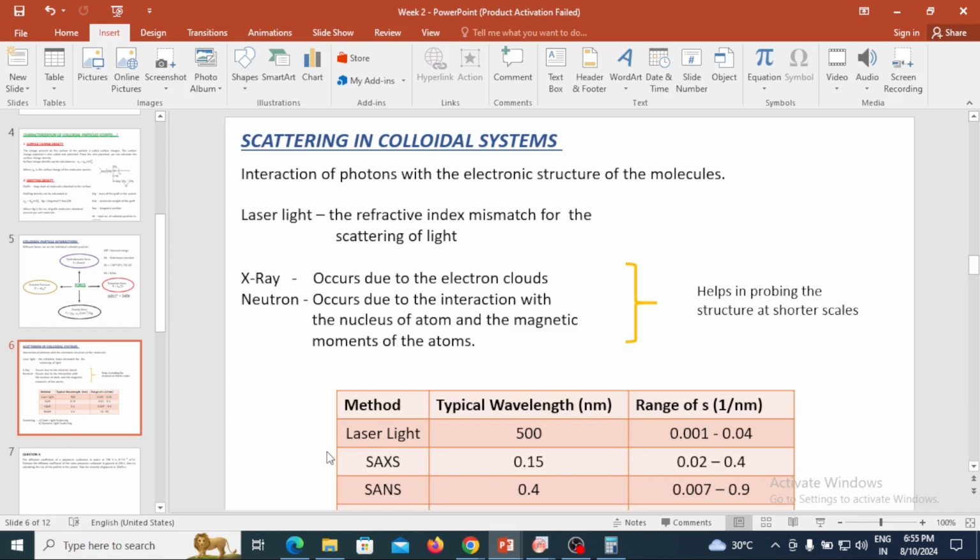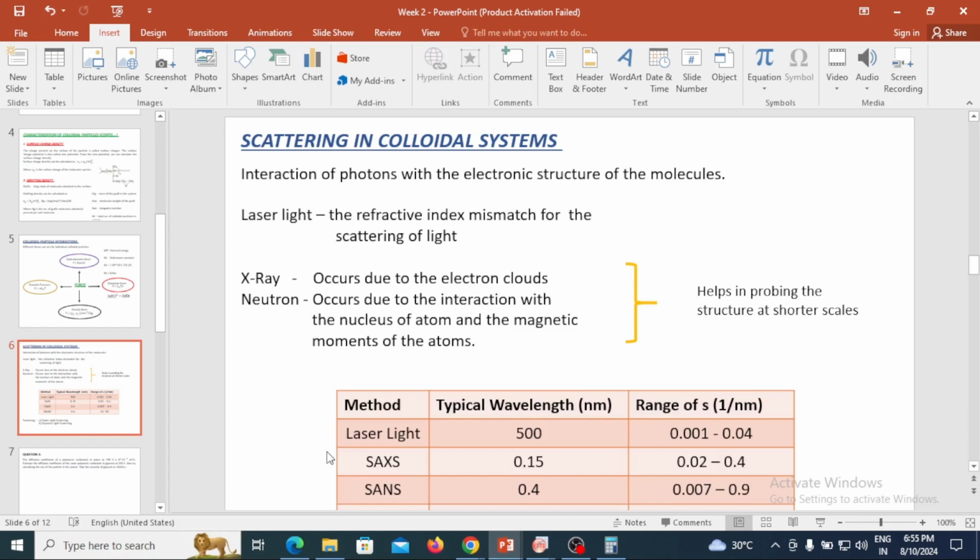So usually this kind of scattering or probing is done by laser light, X-rays, as well as neutrons. For scattering to take place with laser light, it's not like whenever you pass light through a particular molecule the scattering will take place. The refractive index of both the medium as well as the particle should be different for the scattering of light to take place.